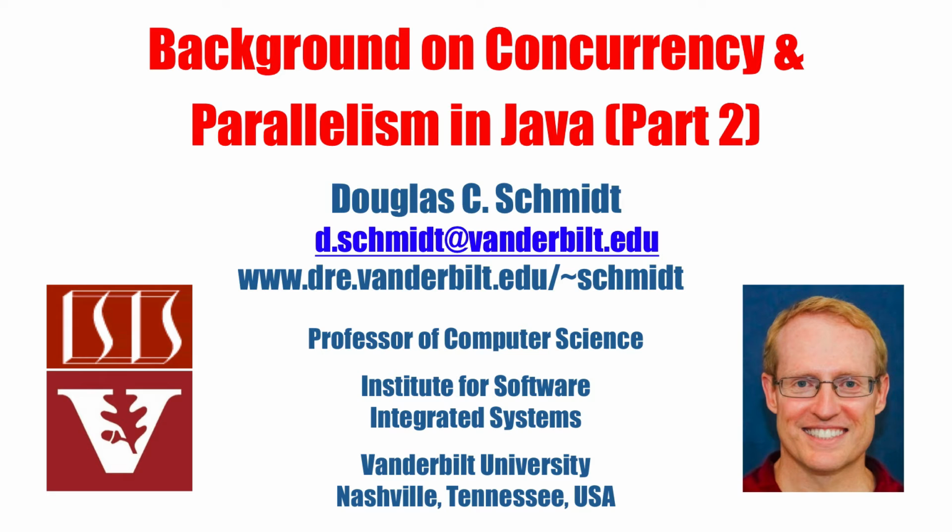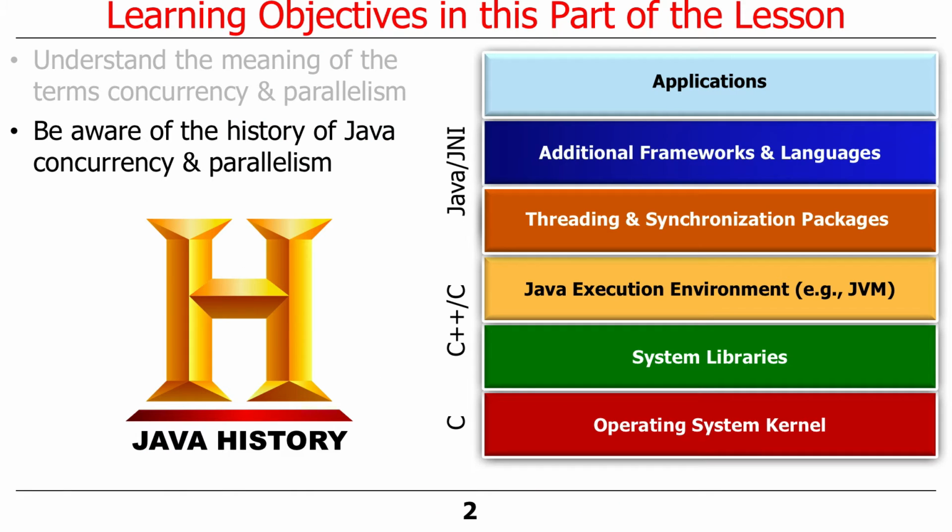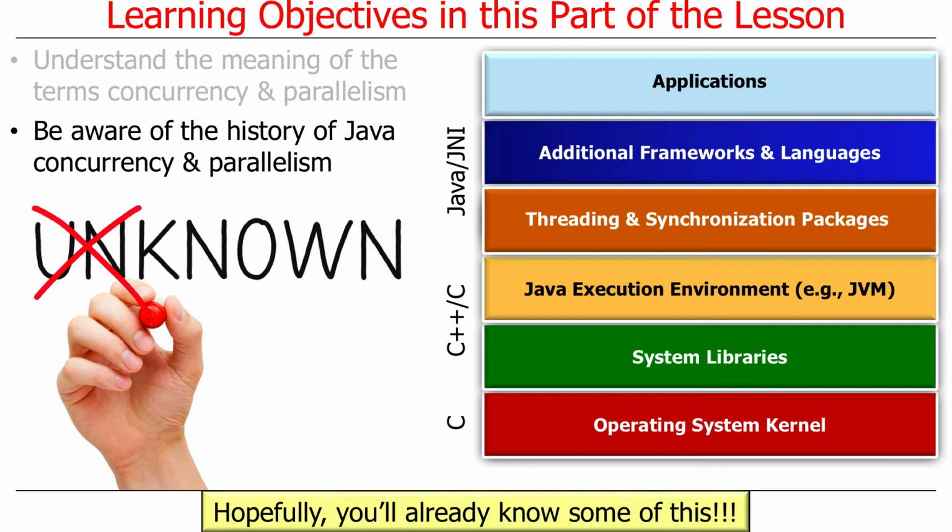So now that you have a little overview of what concurrency and parallelism are, let's focus in and talk about how Java supports these concepts. I've given you a really high-level view of that, but let's delve into it a bit more. So in this discussion, we'll talk about the history of Java concurrency and parallelism, how it's evolved over time. You might know some of this already, you may not. It's okay if you don't know it.